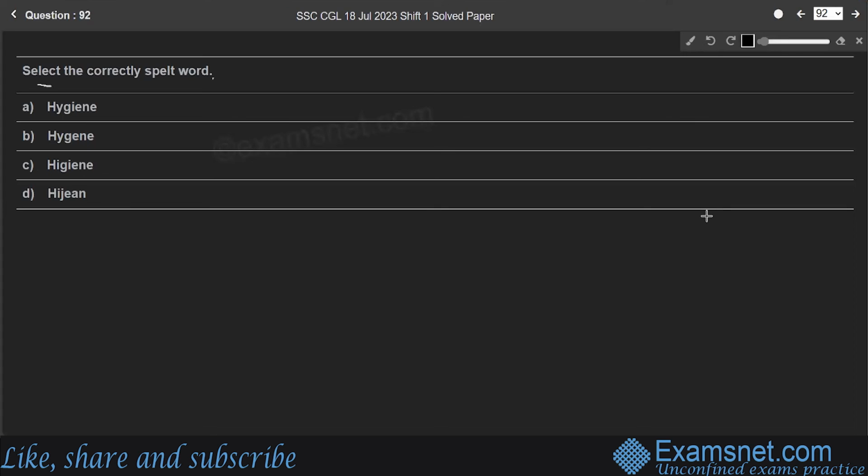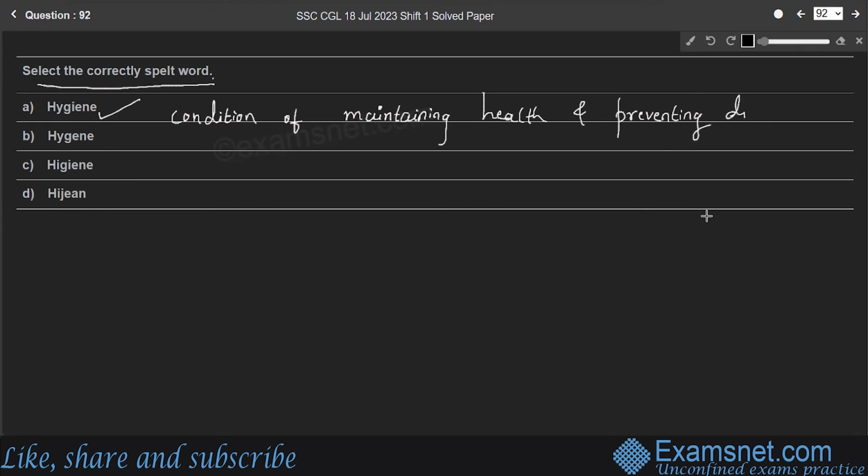Question 92. Select the correctly spelled word. Here option A is the correctly spelled word, hygiene, which means a condition of maintaining health and preventing disease, right? Preventing disease is called hygiene. So option A is the right answer.